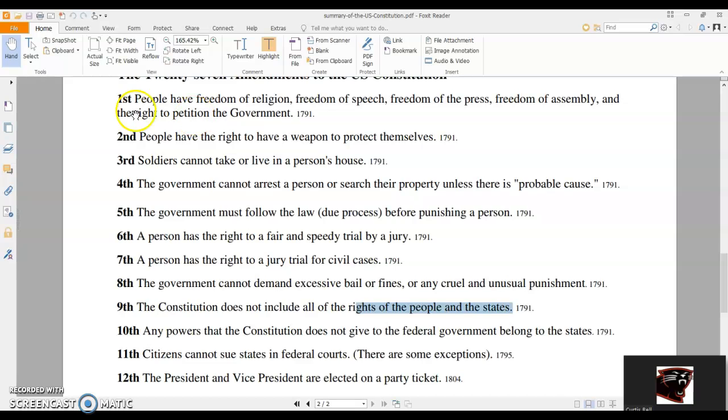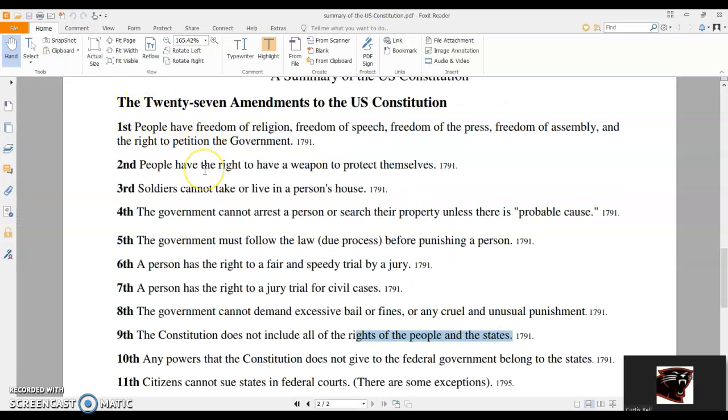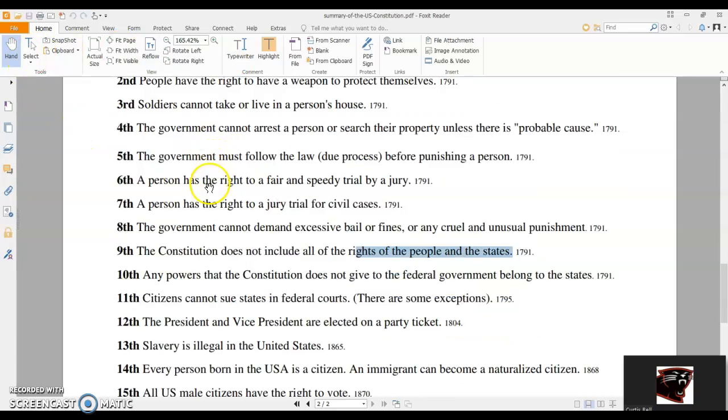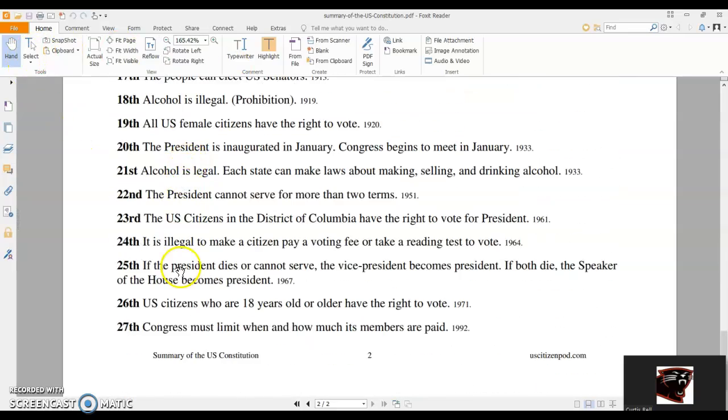So remember that. 1, RAPS. 2, I can have a gun. 3, you can't come in my house. 4, unless you have a search warrant. 5, if accused, I still have rights. 6, one is a fair and speedy trial by a jury. 7, even in civil cases. 8, you can't treat me wrong. 9, if not to the people. 10, to the states. Just a quick cheat sheet, and you see that there are 27 in all.